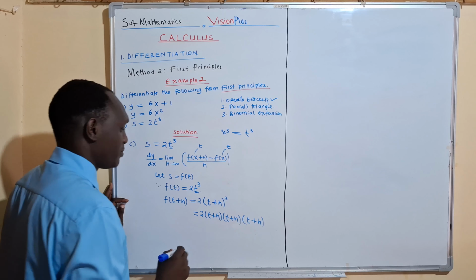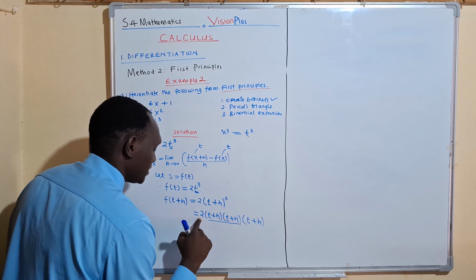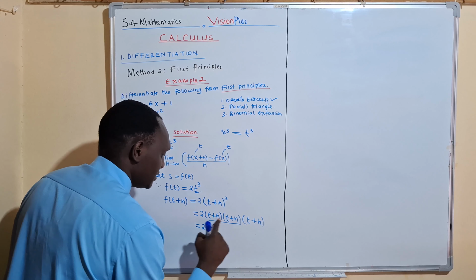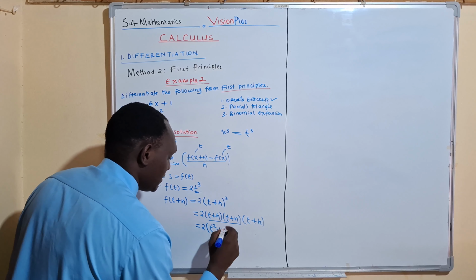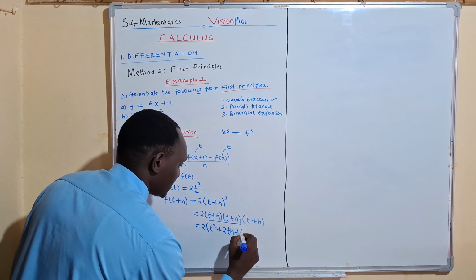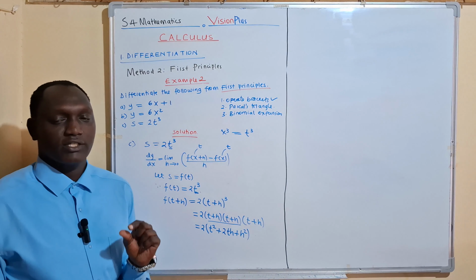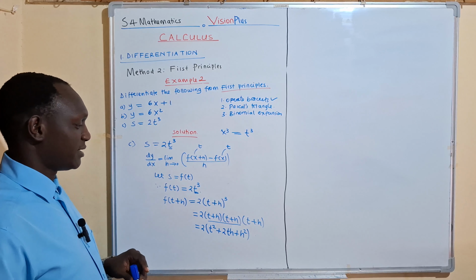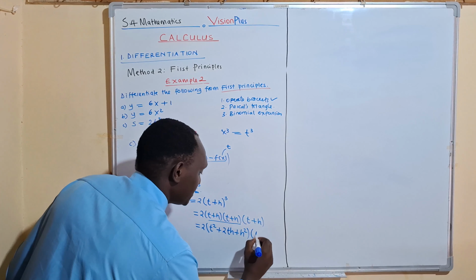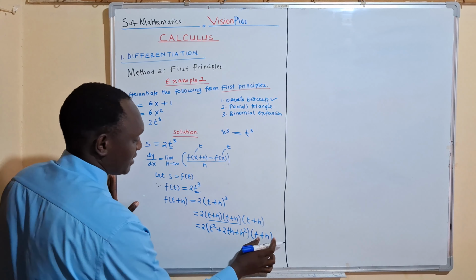Now let us expand. Let me start by expanding these two first, keeping the 2 constant. I will have 2 into t times t, t squared; t times h, th; plus t times h again. So here we shall have 2th plus h squared. This expansion is not our focus here. If you don't know how to expand, you can go to S.4 Mathematics and find a list of videos there. Then times t plus h.